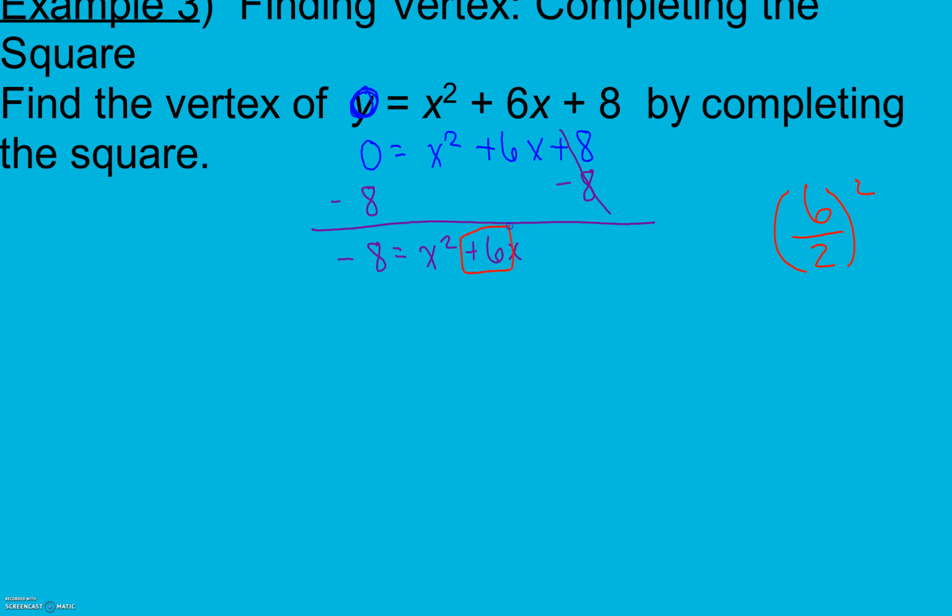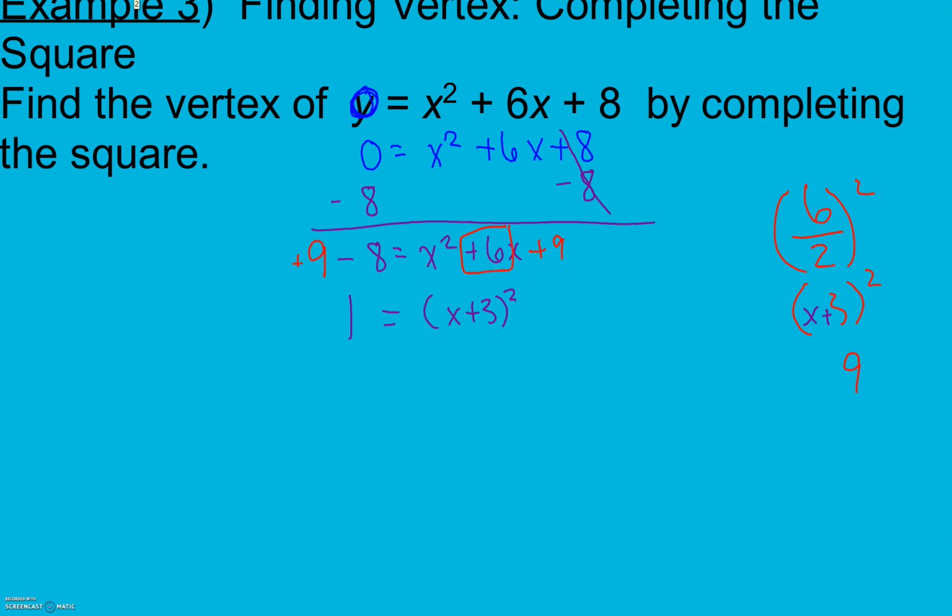And I got that 6 from here. Gives me 3 squared, which is 9. I add 9 to both sides. I'm going to simplify here. 1 equals, and I'm going to write this in factor form. And since I had a positive 3, it's just x plus 3 squared. That's the binomial that I could square to get back to x squared plus 6x plus 9.